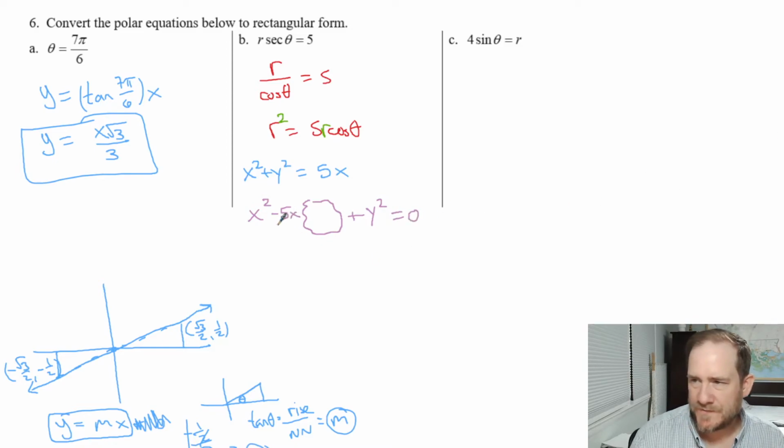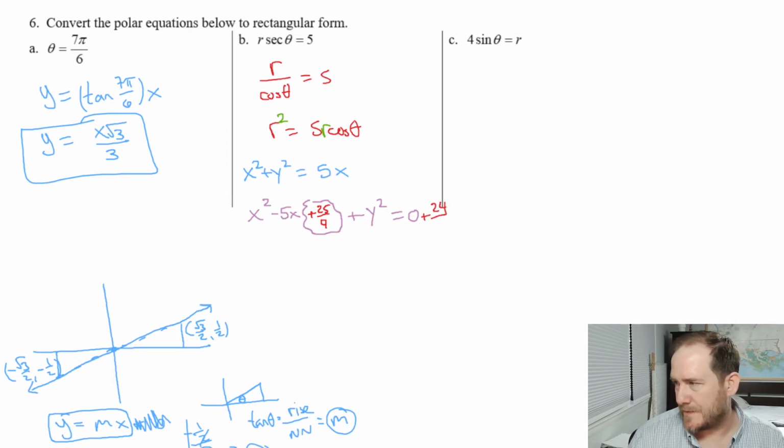Now we're going to have to add something ugly because we want half of 5 squared. So 5 over 2 squared will be 25 over 4. Not the ugliest number in the world, so it's not like you should be that mad about it. But it's definitely 25 over 4 is what we're adding to both sides. And that's going to give us a factorable trinomial. It's going to be x minus 5 over 2 all squared. We'll add to that y squared. We'll set that equal to 25 over 4, and then you're done.